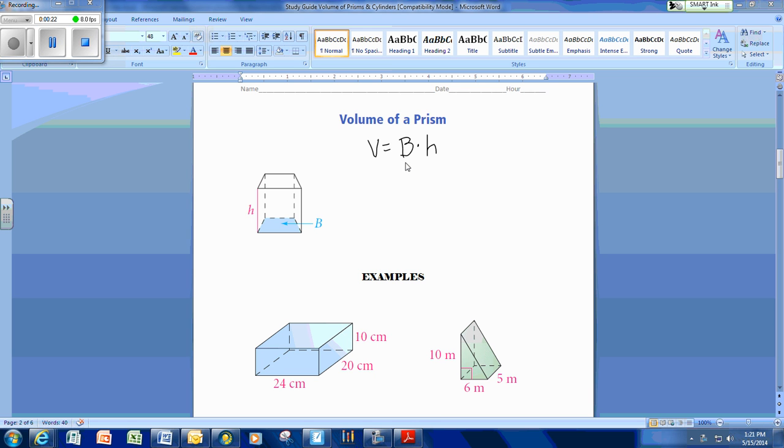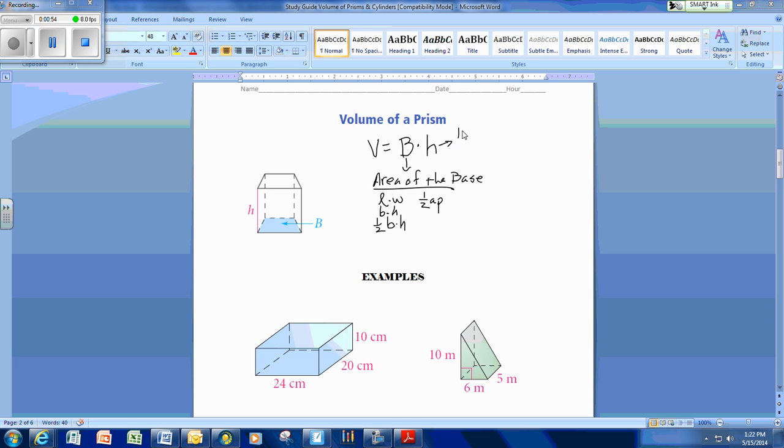One thing that changes with this is what kind of base it has. So this is the area of the base. Now that could be length times width if it's a rectangle or square. It could be base times height if it's a parallelogram. It could be 1/2 base times height if it's a triangle. It could be 1/2 apothem times perimeter if it's a regular polygon. So that part of the formula can change.